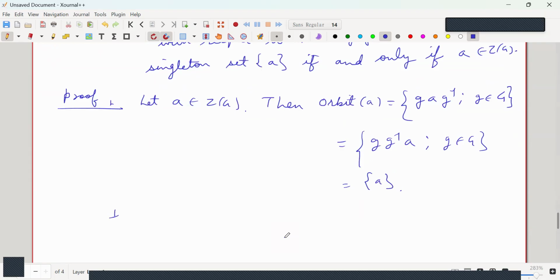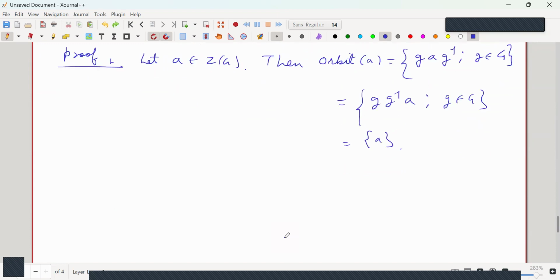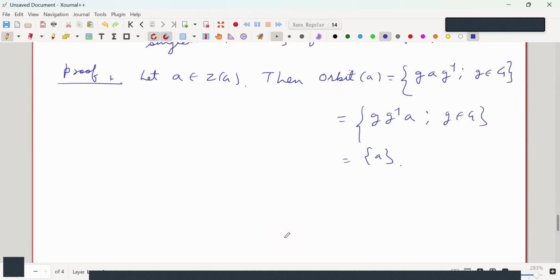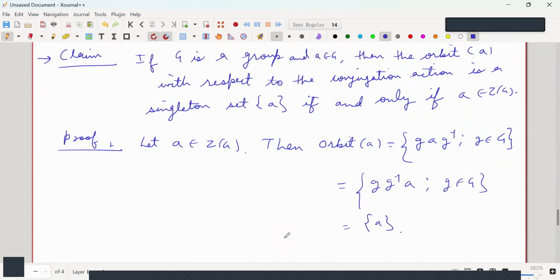Now the second part. I should not write these enumerations. Maybe I will just write it as g star a. This is also a notation for the action. What to do? Write 1, 2.